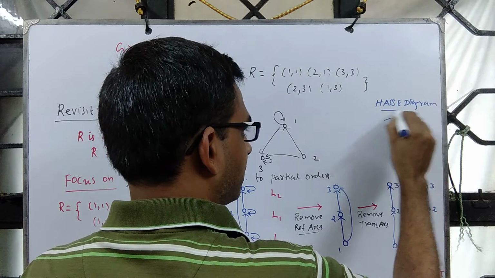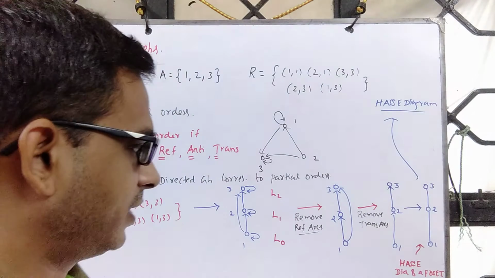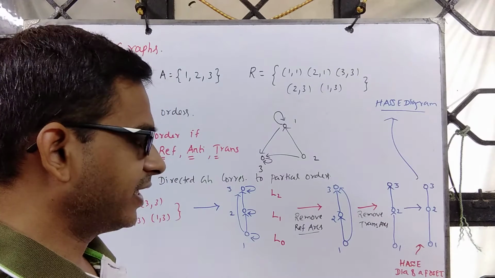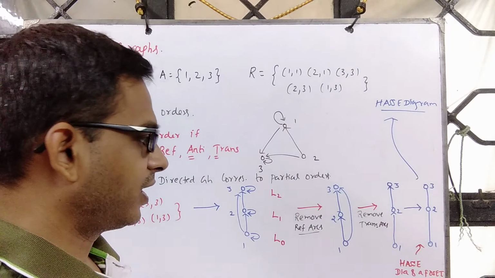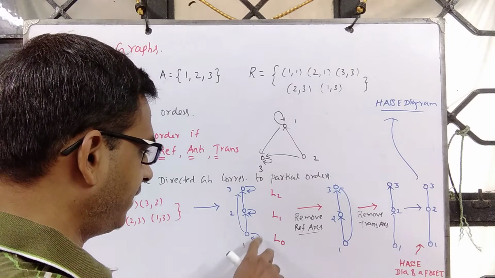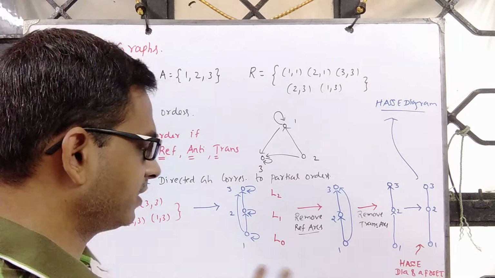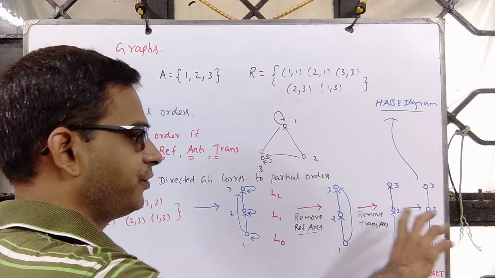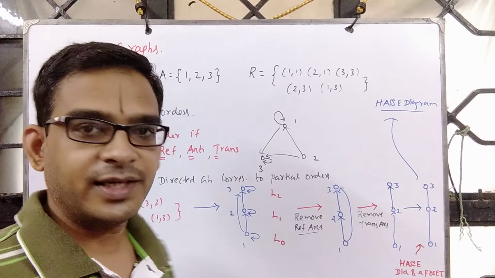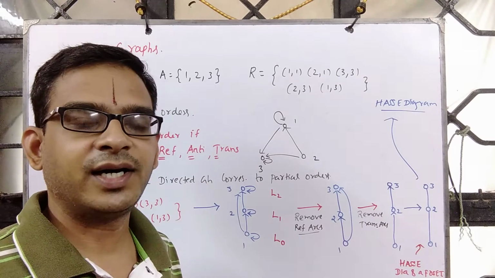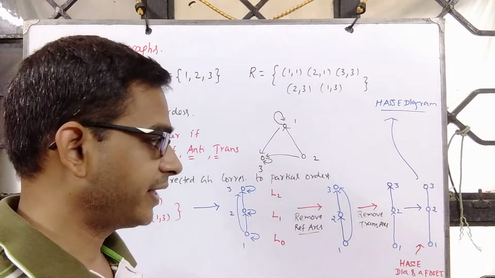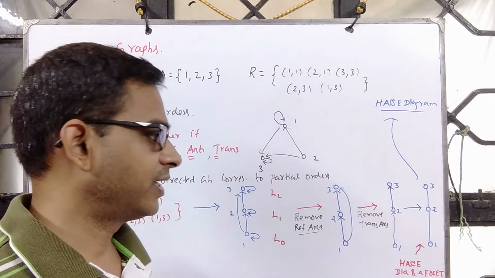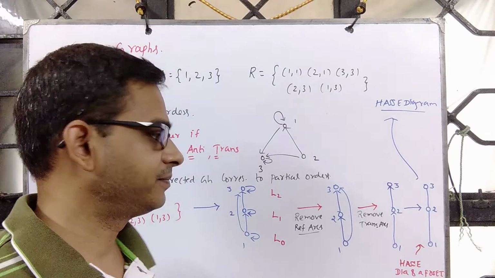Hasse diagrams are meant for partial orders. We start with a directed graph in which you find reflexive arcs and transitive arcs, and subsequently it goes through a transformation. The final diagram is an undirected graph where only the antisymmetric edges are mentioned. In that, we drop reflexive arcs and transitive arcs.